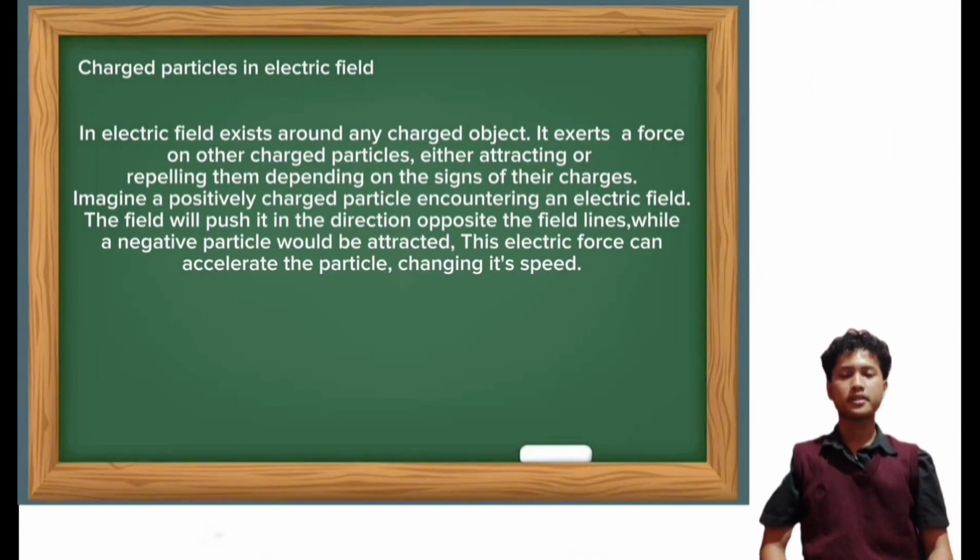First, what are charged particles in an electric field? An electric field exists around any charged object. It exerts a force on other charged particles, either attracting or repelling them, depending on the signs of their charges. Imagine a positively charged particle encountering an electric field. The field will push it in the direction of the field lines, while a negative particle would be attracted. This electric force can accelerate the particle, changing its speed.